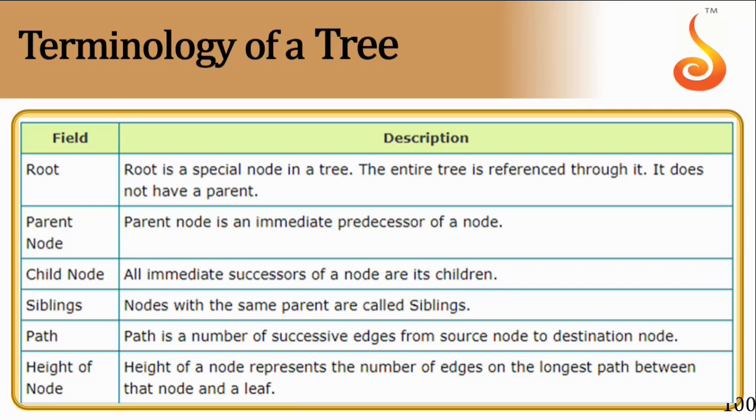Height of a node represents the number of edges on the longest path between the node and the leaf. You know what is a leaf? A leaf is one which does not have children. So it will be the last. So from the first to the last node, the number of edges on the longest path is the height of a node.